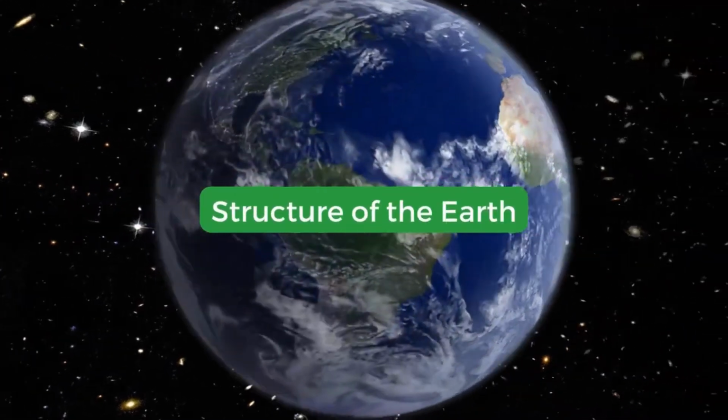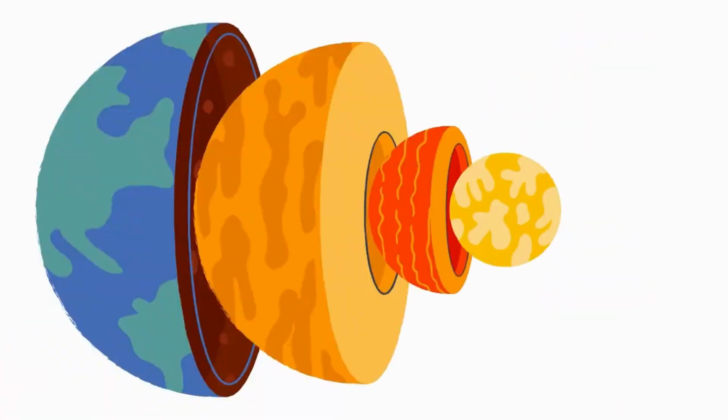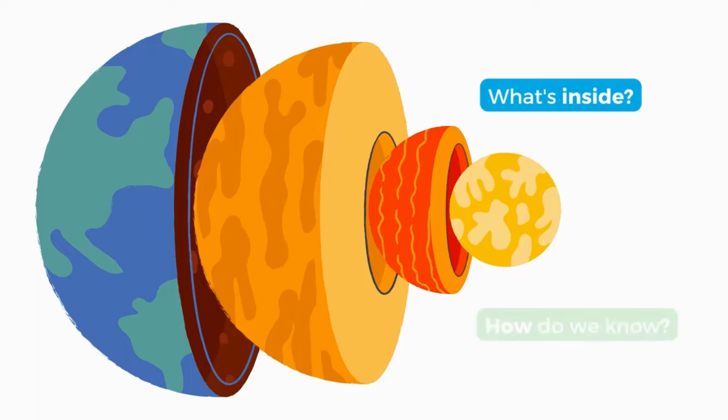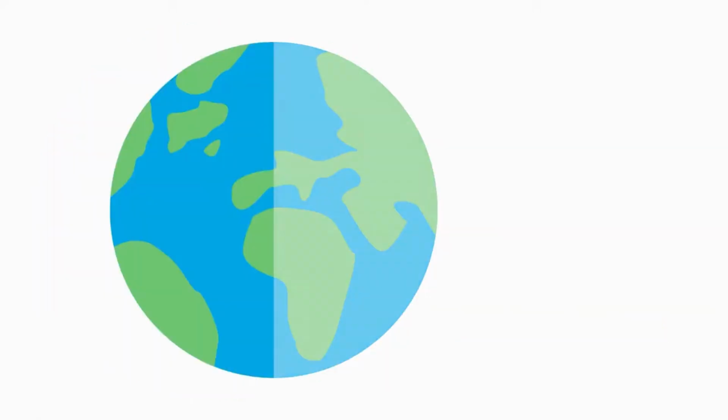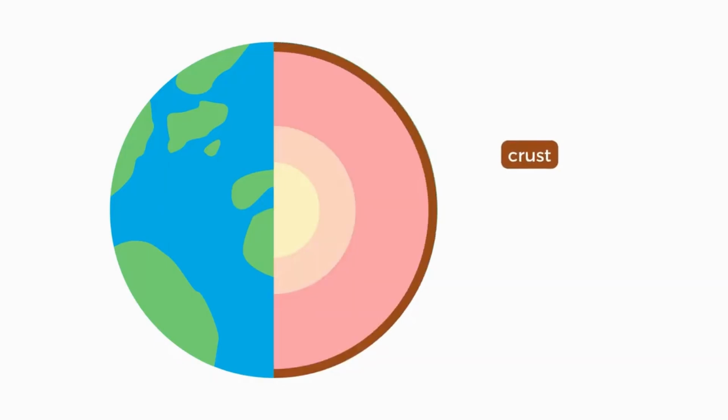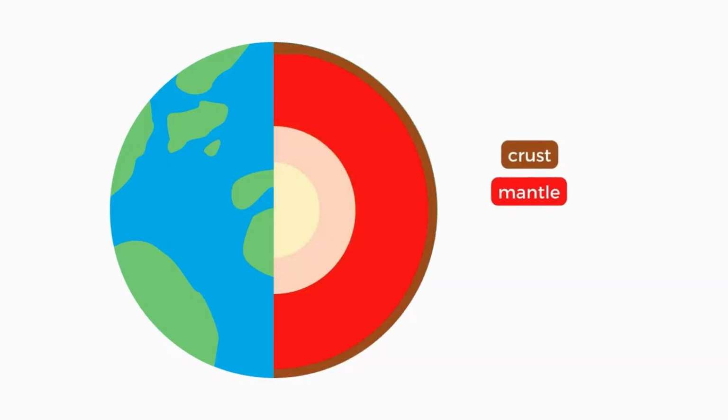Let's talk about the structure of the Earth, what's inside, and how do we know? The Earth is made up of layers. At the surface, we have the crust. Under the crust is the mantle. Then we have the core, which is divided into the outer core and the inner core.